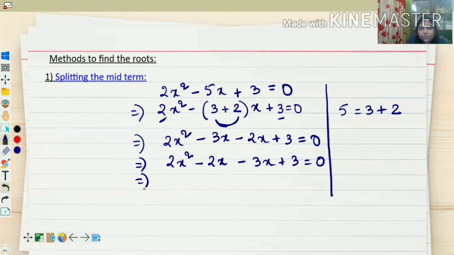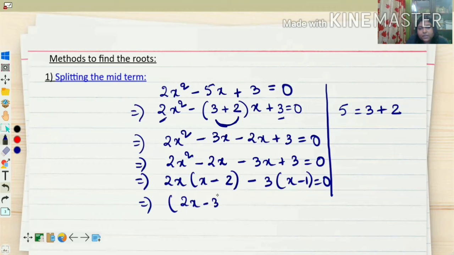Now take common 2x. So x minus 1, and here minus 3. Sorry, I made a mistake. If we have taken common 2x, so it is x minus 1. So it is 2x minus 3 and x minus 1 equals 0. Okay, so these are the factors.